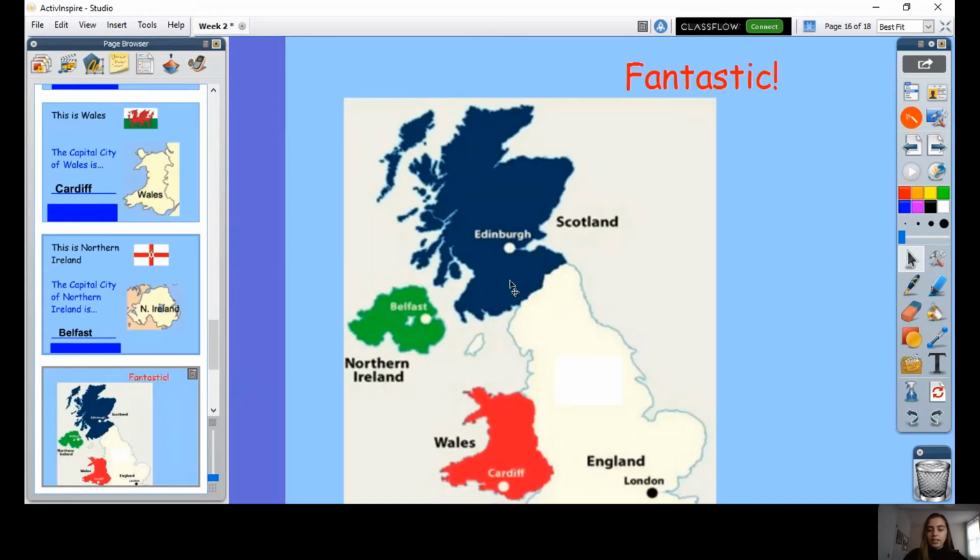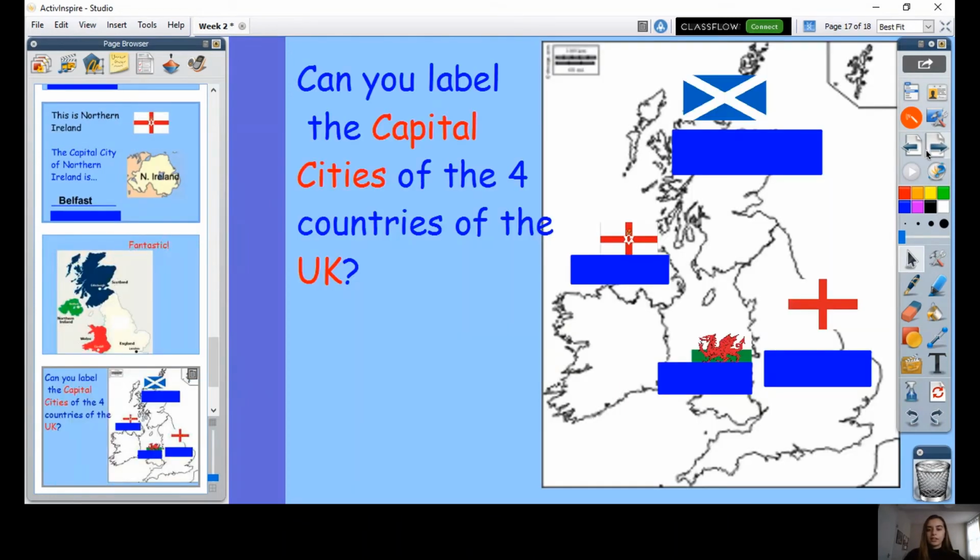So we have identified the 4 capital cities of the UK. So we have Edinburgh in Scotland, we have London in England, we have Cardiff, which is the capital city of Wales, and we have Belfast, which is the capital city of Northern Ireland. Fantastic. So let's recap and see if you can remember the capital cities.